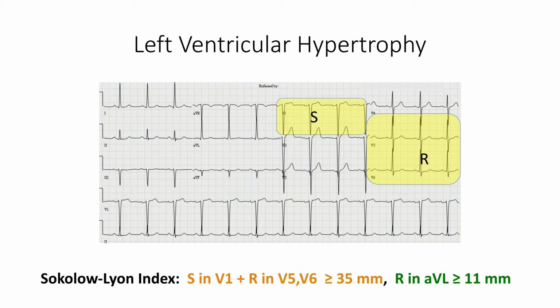Also, if you look at the R wave in lead AVL, if the R wave is greater than 11 millimeters, this is suggestive of LV hypertrophy. So this is the Sokolov-Lyon index for left ventricular hypertrophy.